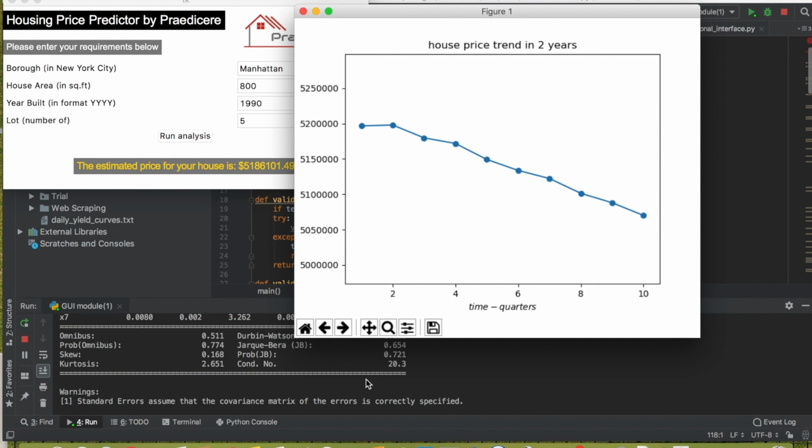So in summary, our product uses 2 main regression analyses, the cross-sectional regression analysis and time series regression analysis, using 29 different factors. And we pull the data using Beautiful Soup, Selenium, and API downloads from different websites to generate our output, which is a point estimate of the house price and a price trend in the next 2 years.